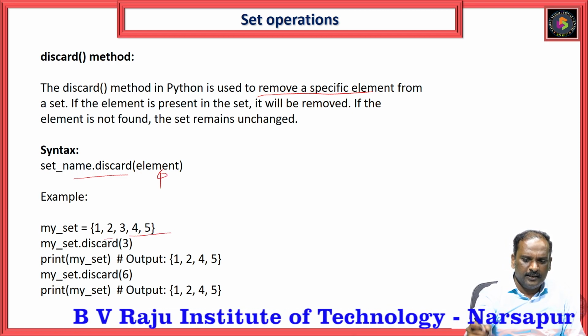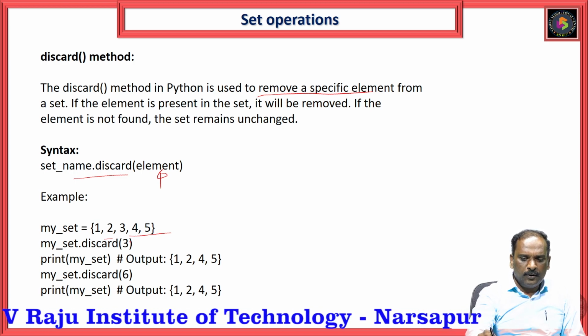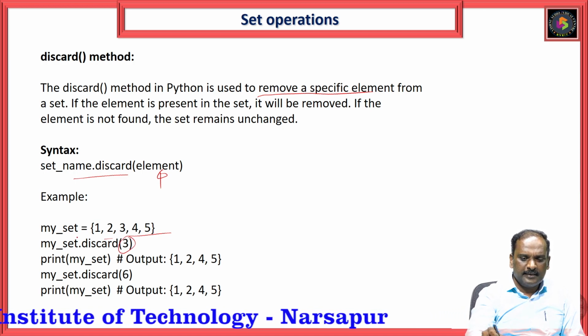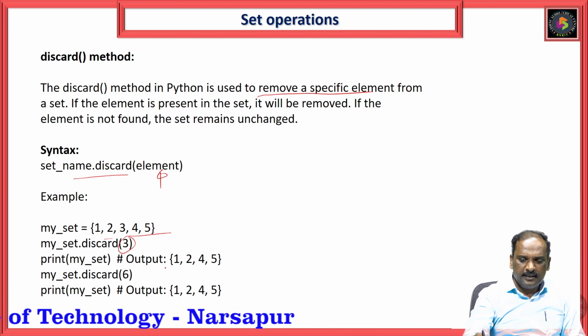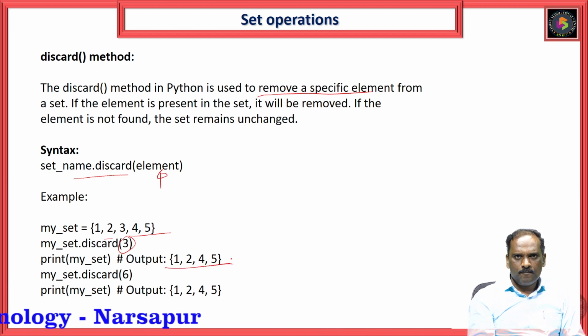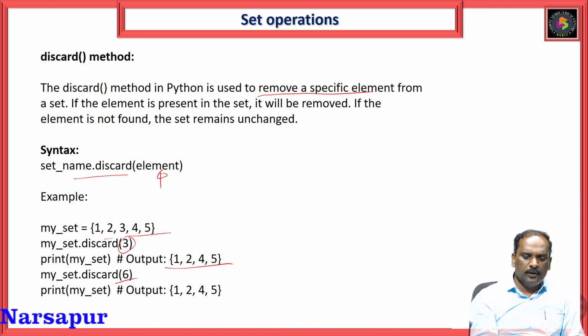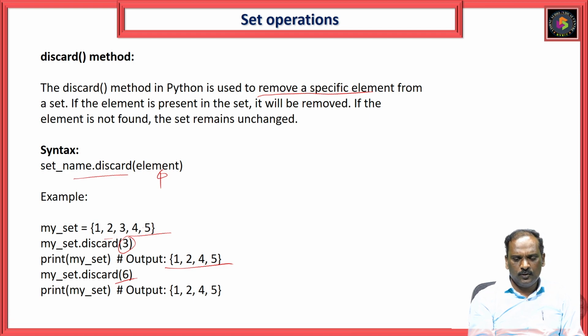So here my set is containing the elements 1, 2, 3, 4, 5. If I want to discard 3 using my set dot discard, then the output will be without 3. Now if I want to discard 6, is the element 6 present in the set? No. So when I display this, the output will be only 1, 2, 4, 5 because 6 is not part of my set. So if the element is not part of the set, there will be no changes. If the element is part of the set, then that element will be removed from the set by using the discard method.